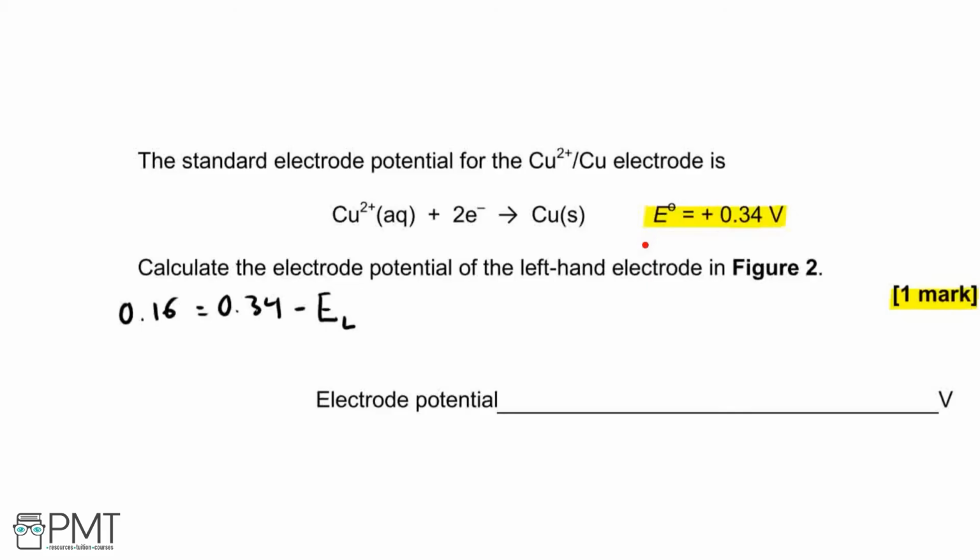So now we can rearrange this to find our left-hand electrode's potential. We'd move the potential of the left-hand electrode over to the left, and the 0.16 total potential over to the right, to get the potential of the left-hand electrode is equal to 0.34 subtract 0.16, which is going to get us the value of plus 0.18 volts. So that is all we need to write for our mark. The working doesn't actually get us any mark, it's just our final answer that's worth our 1 mark.